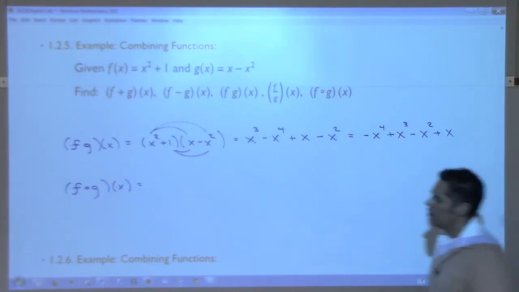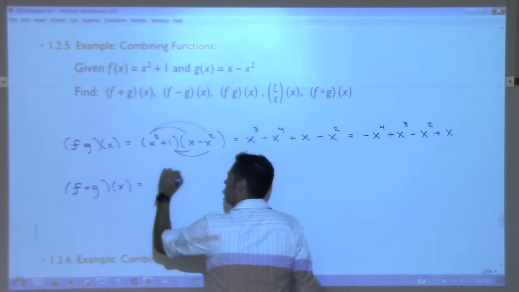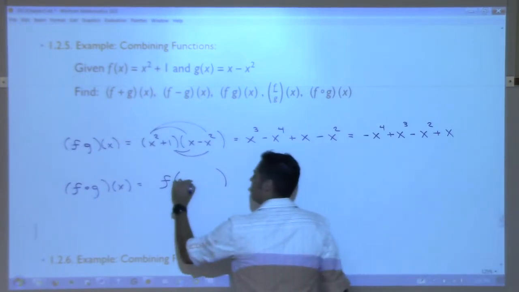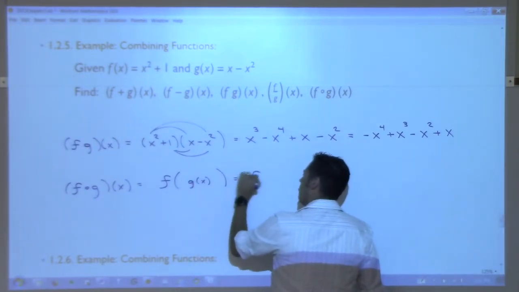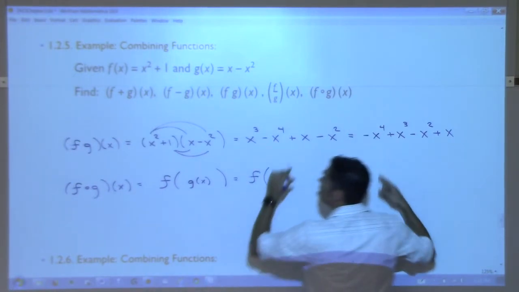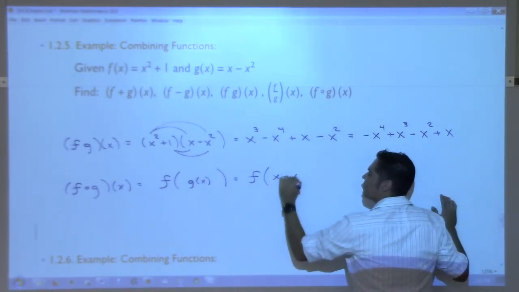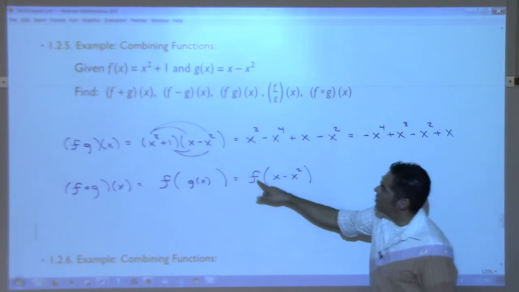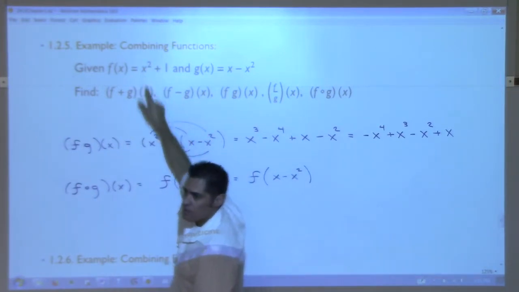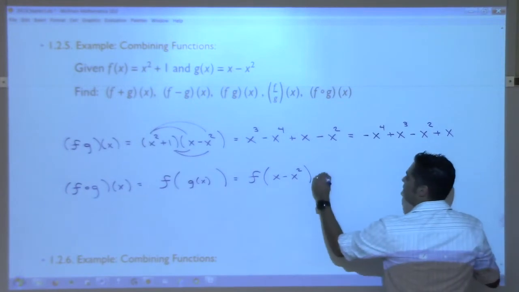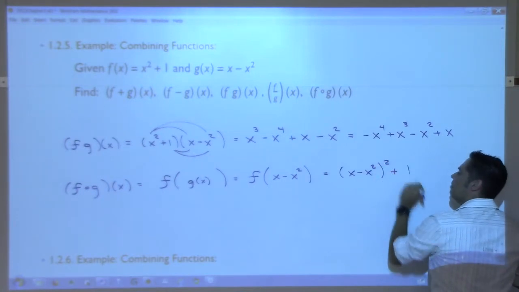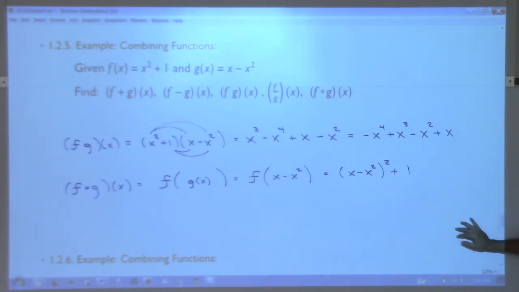So what I'm going to do here is take the f function, but inside of it I'm going to put what? The g function. Which really means I'm going to take the f function and plug in g. What's g? x minus x squared. So now I'll take x minus x squared and plug that into the f function. I'm going to replace that x with that entire quantity. Then plus 1, yes. So I'm going to do x minus x squared, squared, plus 1. So that's f of g of x. Are there questions on that?